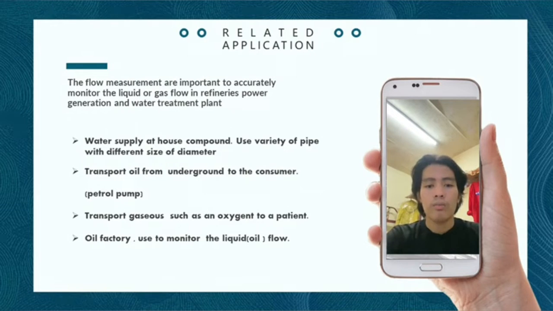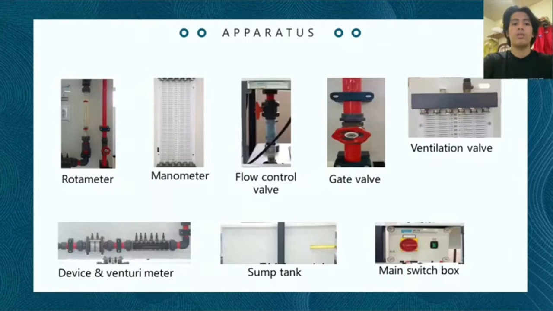For the gas, mostly used at the hospital, such as to supply oxygen to a patient, we use a small diameter of pipe, and we also have other sizes of pipe. Okay, now we go for the apparatus for the experiment.